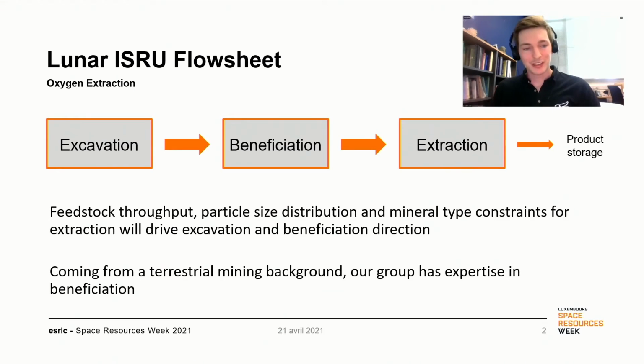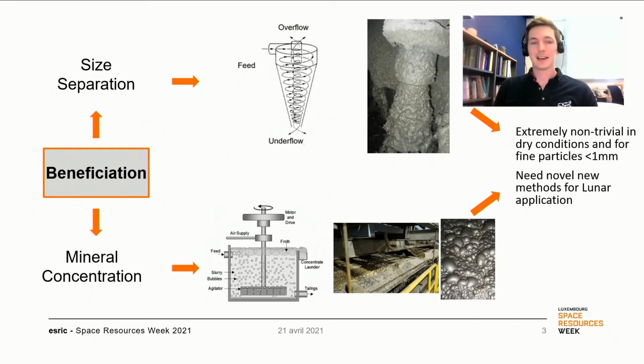It's important to mention that things from feedstock throughput to particle size distribution and mineral type constraints for the extraction phase are what will drive the direction of excavation and beneficiation. So our group at Imperial comes from a terrestrial mining background, and really our expertise is in beneficiation. So that's what we'll be focusing on in this talk.